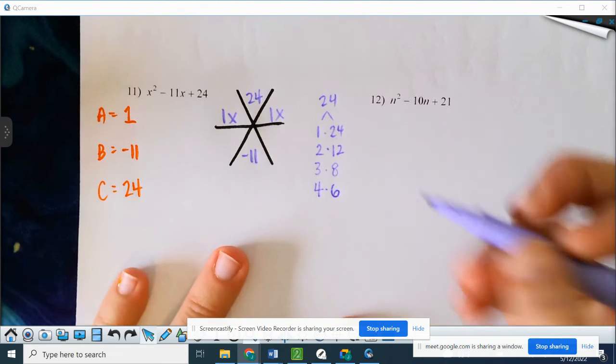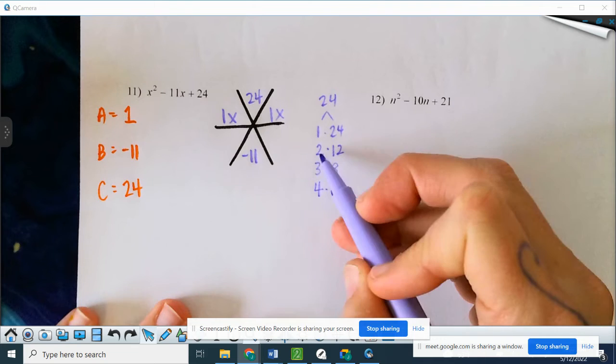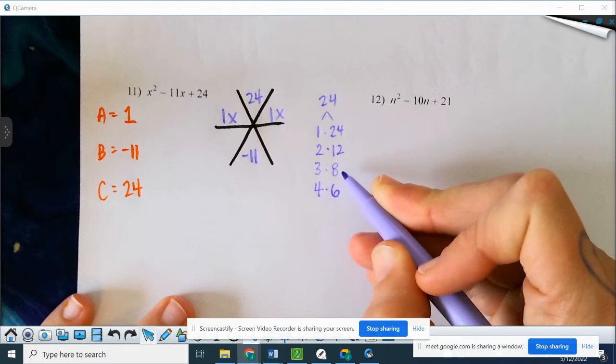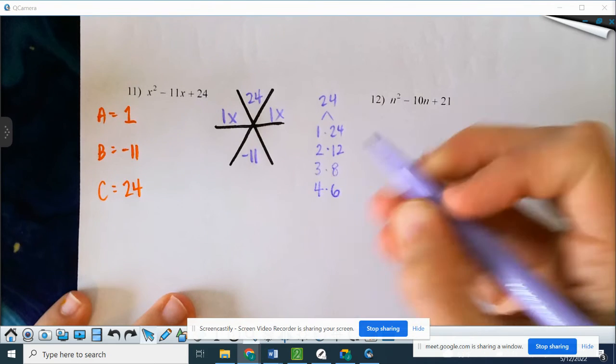Sorry. So 1 and 24 is never going to give me 11. 2 and 12 can't give me 11. It's either 14 or 10. 8 and 3 looks good for 11. 4 and 6 gives me a 10 or a 2. So we're going to use our 8 and 3.